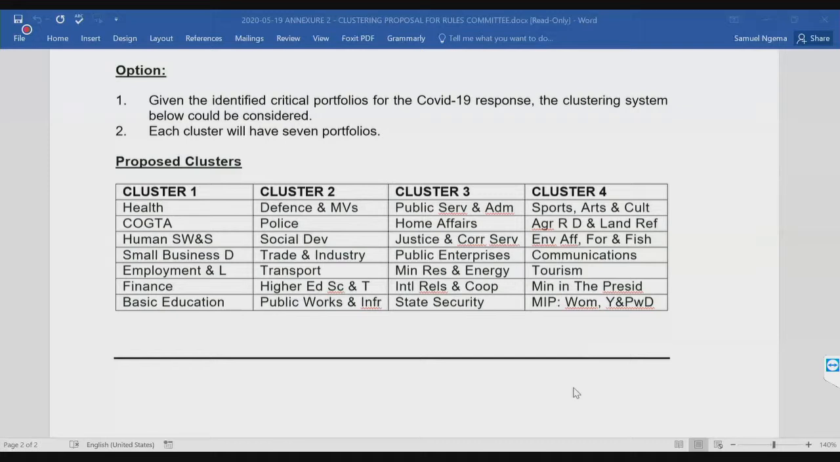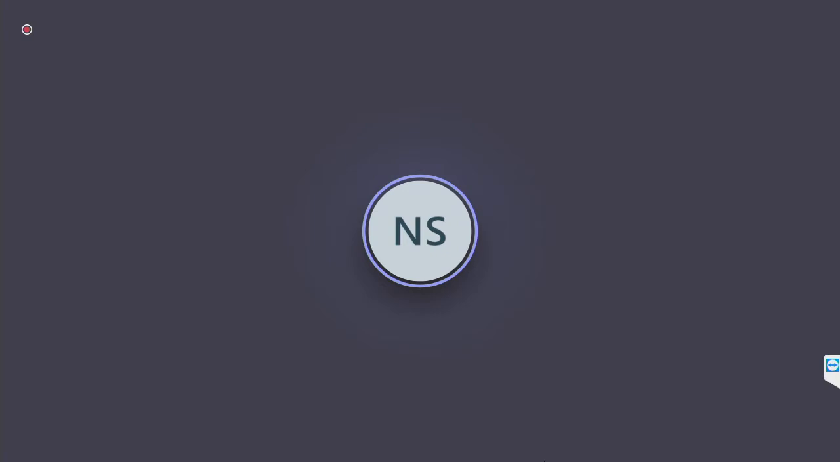Colleagues, I agree with Honourable Mazzoni in terms of the tweaks that need to be made. But I would also like to make a point that when questions are placed on the question paper, there is a balance of questions from each of the portfolios. So within a cluster, we must make sure that there are questions from each portfolio on the order paper for oral answers by ministers. Thank you very much.